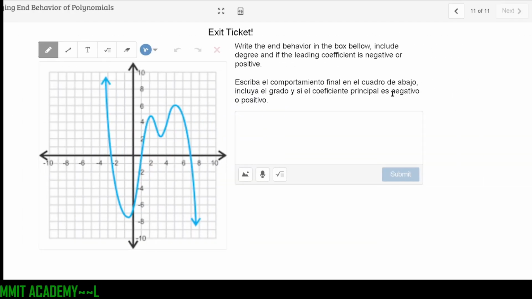So now for the last part, try it out on your own. Write the end behavior in the box below, include the degree, and whether the leading coefficient is negative or positive. Again, count the changing points, find out what your degree is, and then using the graph given, find out what your leading coefficient is, whether it's negative or positive, and make sure you can type it in the space given.